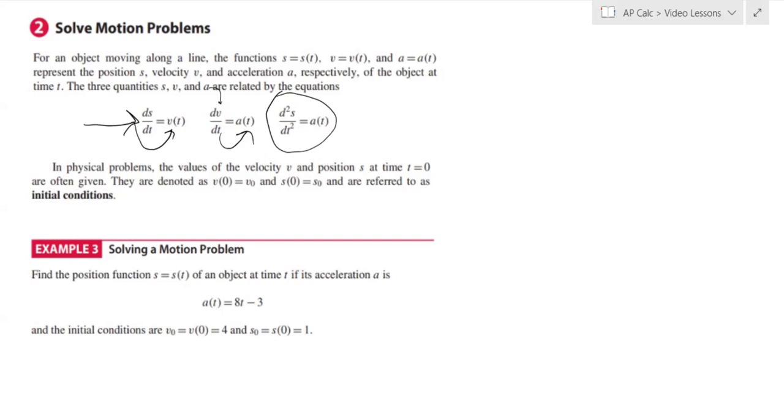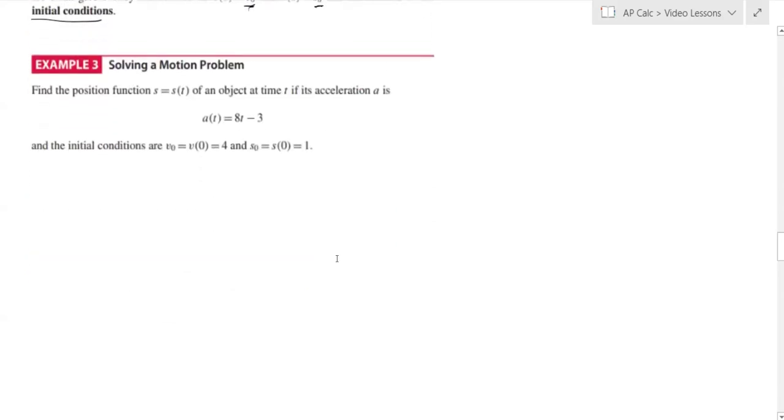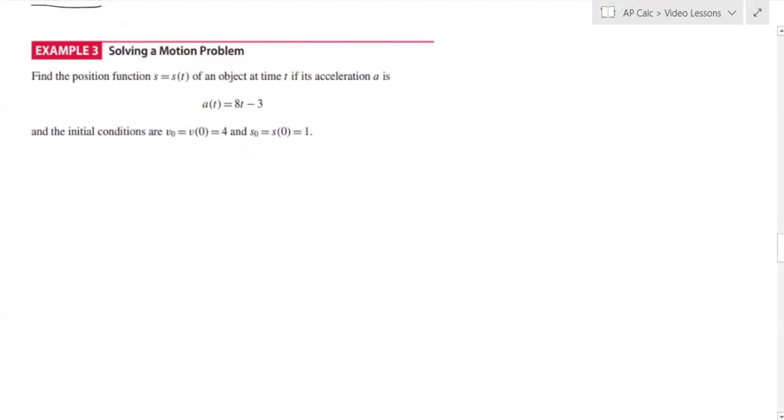Now, in physical problems, the values of velocity and position at time t equals 0 are often given, and they're denoted like v of 0 equals v naught, or whatever number they tell you, and s of 0 equals s naught, or whatever number they tell you it is. And those are typically referred to as initial conditions. So that's going to be some important terminology for what we're doing with motion problems.